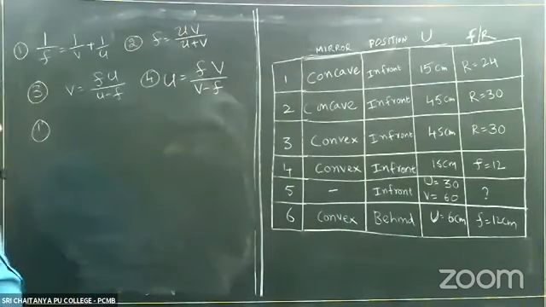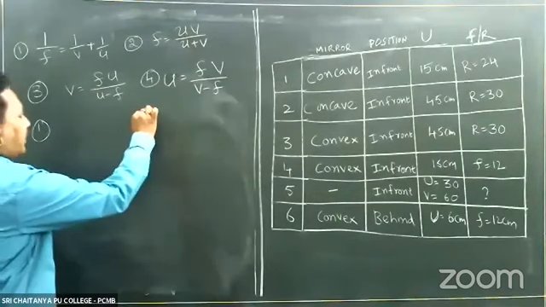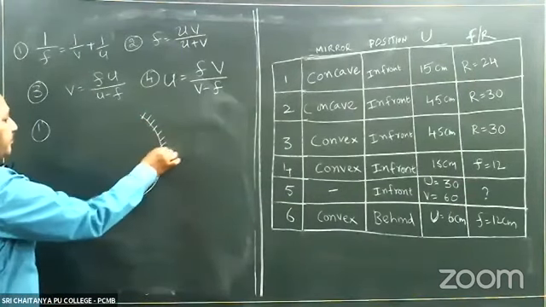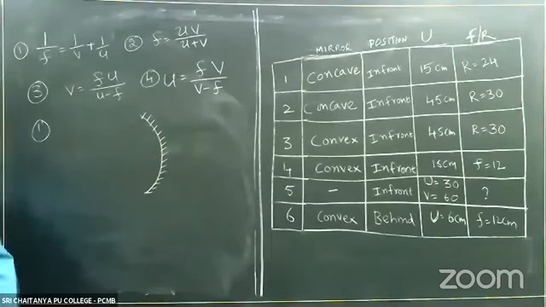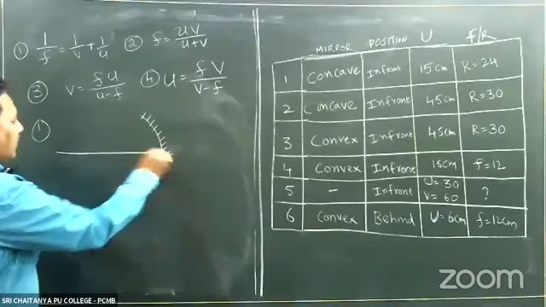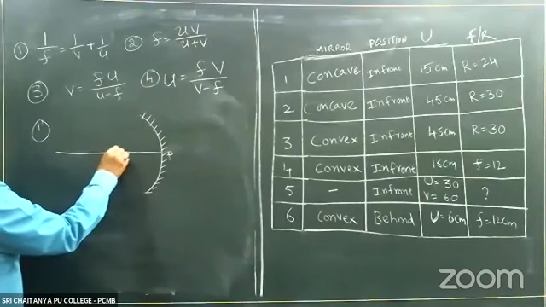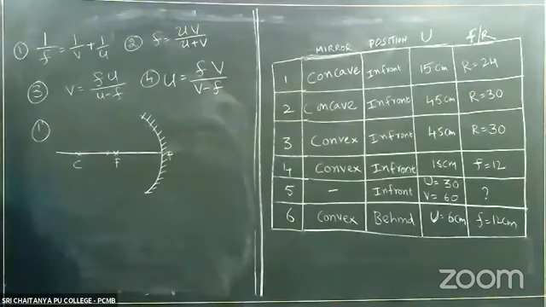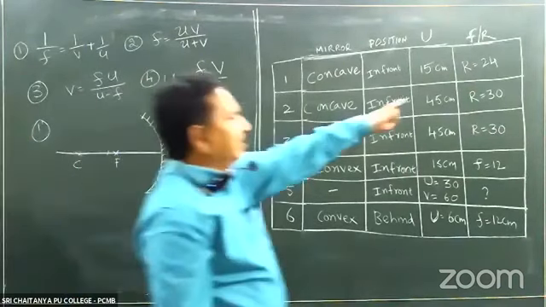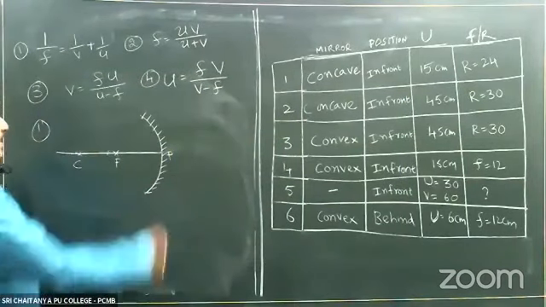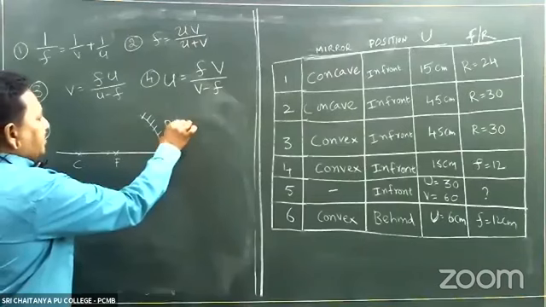Simple diagram. This is the concave mirror, pole of the mirror, principal axis, principal focus, center of curvature. Now the R value is given. What is the radius of curvature? Radius of curvature is 24 centimeters.